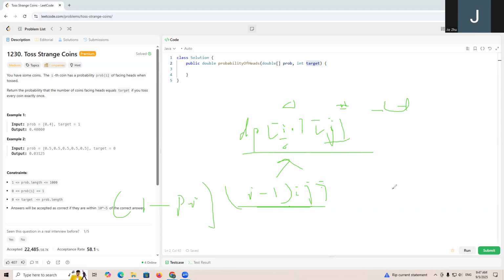Another is that for the previous i minus one coins, we have j minus one face up, and we need the current one to be face up. So we should have probability i multiplied by this one. Then in the end, we just return dp[n][target] for the n coins. That will be our result.